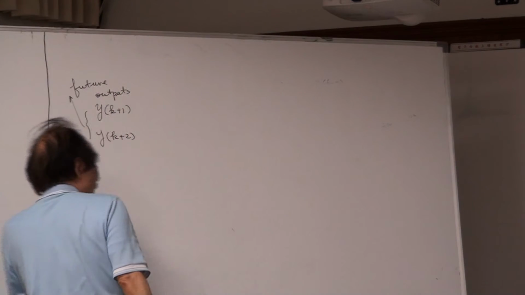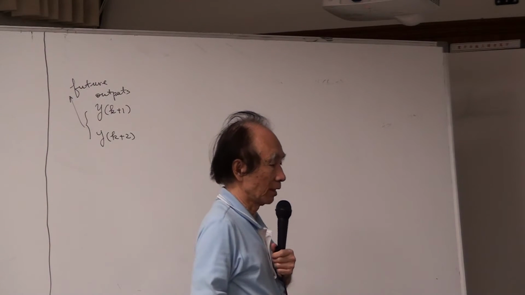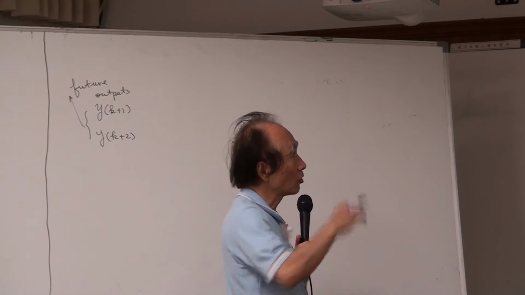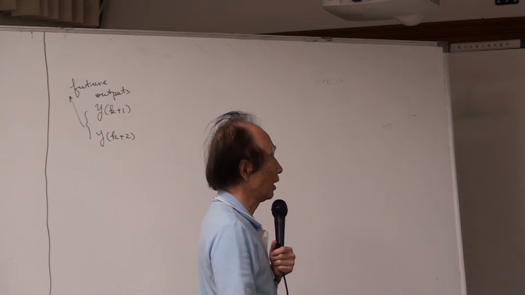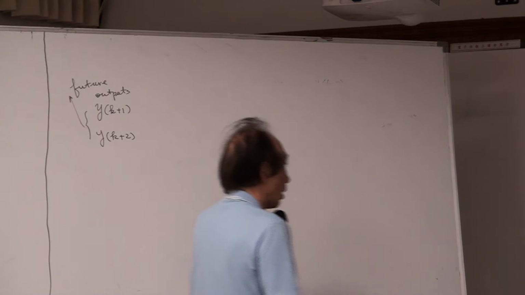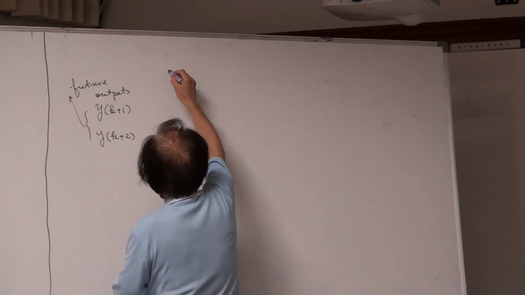Assume I give the data up to only yk. Assume you know the data up to only yk. That's all I know. And I don't know my data after yk, so I can predict my yk plus 1, yk plus 2. However, I have the data only up to yk.